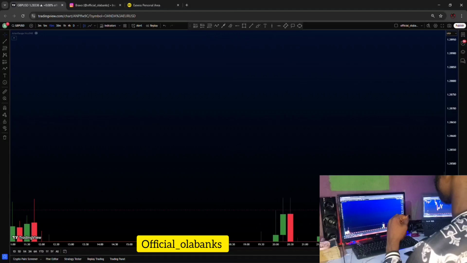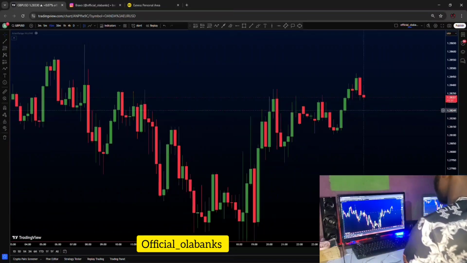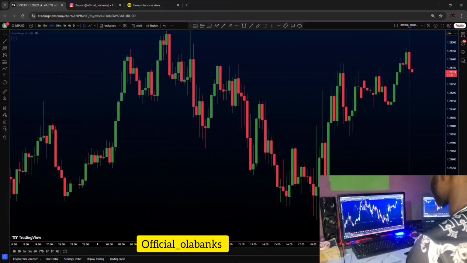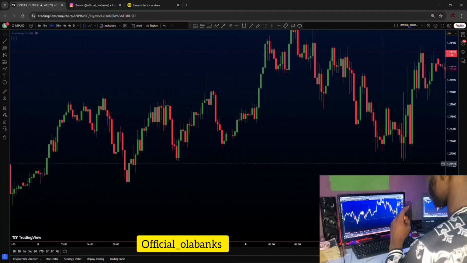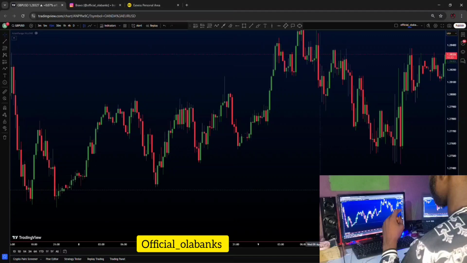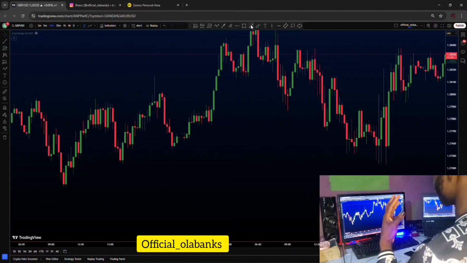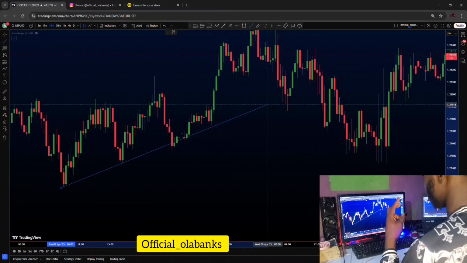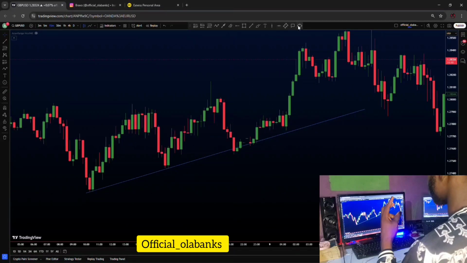Let me show you how we can use it on our chart. I'll just use two examples. I told you, for a trend line to be valid, it must have at least two touches. So let's say we draw this. This is our first touch here.